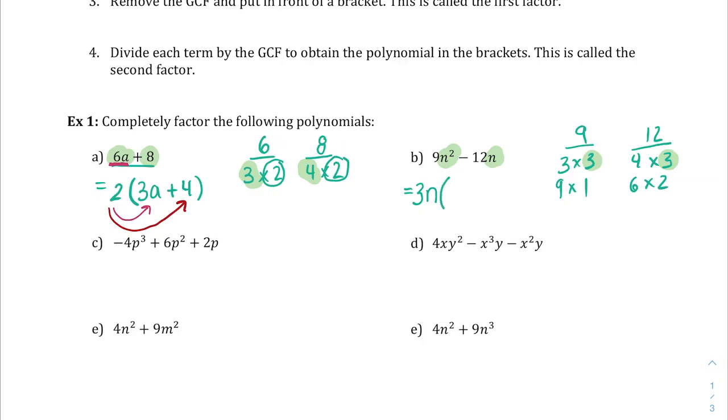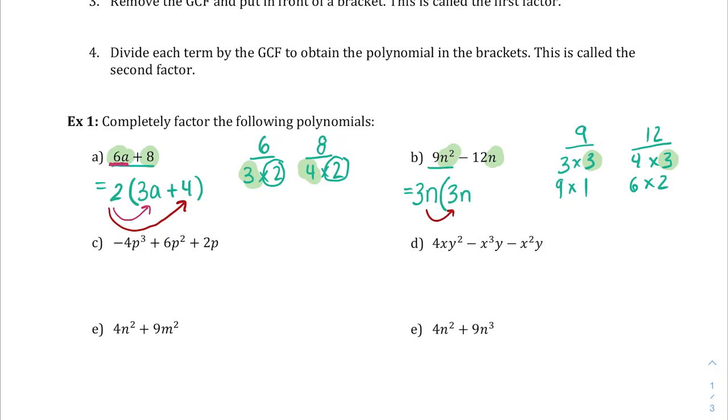3n. Open up your brackets. 3n times what will give you back 9n squared? Well, 3 times 3 is 9, and n times n will be n squared. So how do you check? Quickly do the expansion in your head. 3n times 3n will be 9n squared. Good. Now let's look at the next part.